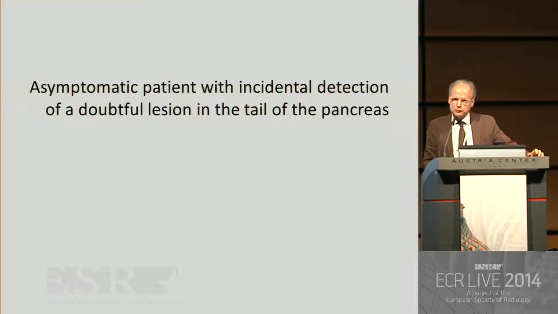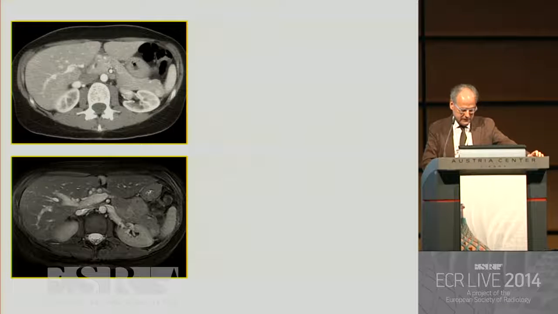The next case I want to present is a more radiological case, and it's a particular observation we had some time ago. It was a patient with no symptoms who had an incidental detection of a ductal lesion in the tail of the pancreas. And the lesion was demonstrated at CT and confirmed with this MR study.